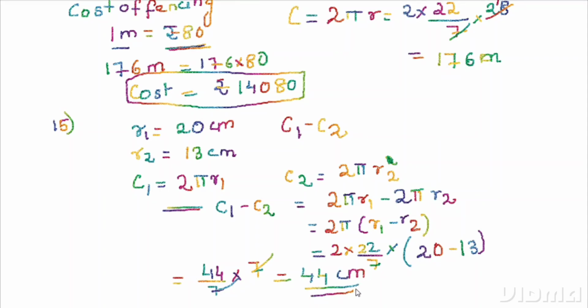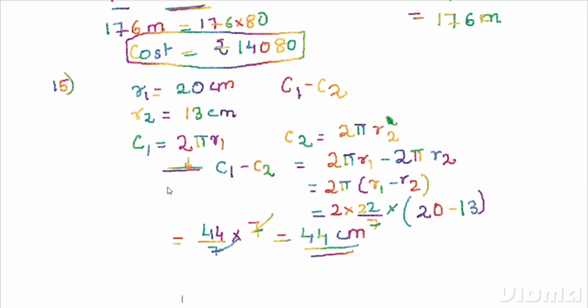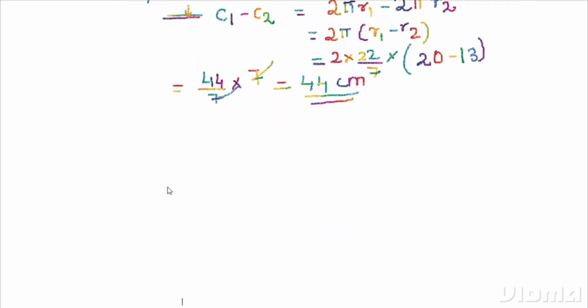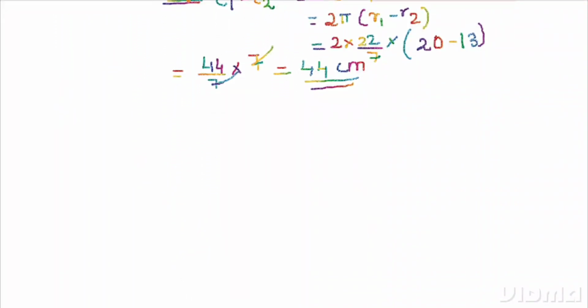So was that simple? Yes, because if you would have calculated separately, it would be a double task. First find C1, then find C2, then subtract them. Instead, I took common and did it directly. So this was the 15th question.